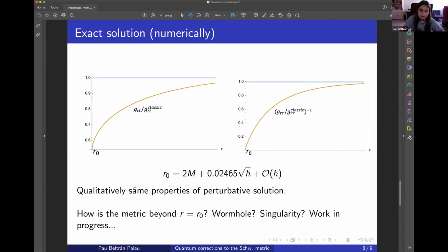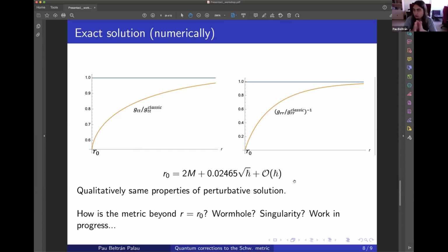So we have found that the quantitative properties are the same as I explained before in the perturbative solution. So the next step will be to study how the metric behaves beyond this singular point r equal to r0. Is it a wormhole, or is there any kind of singularity?